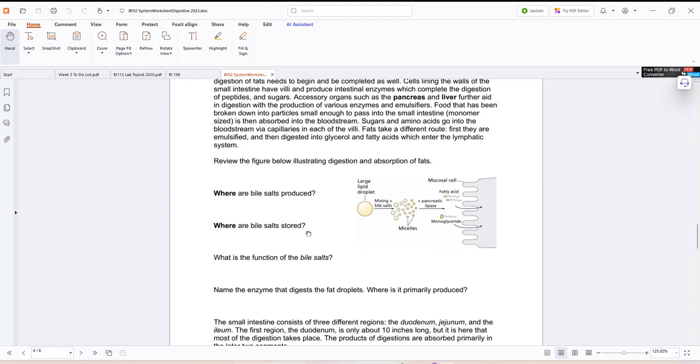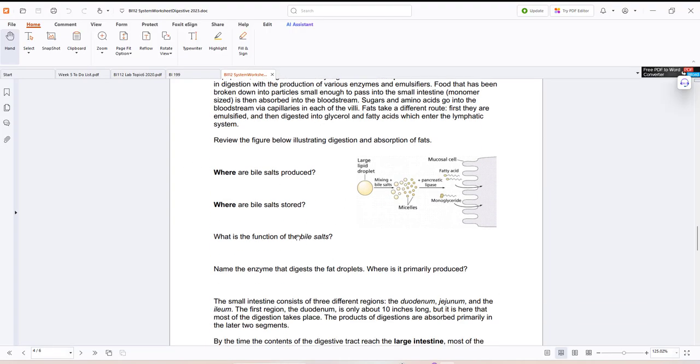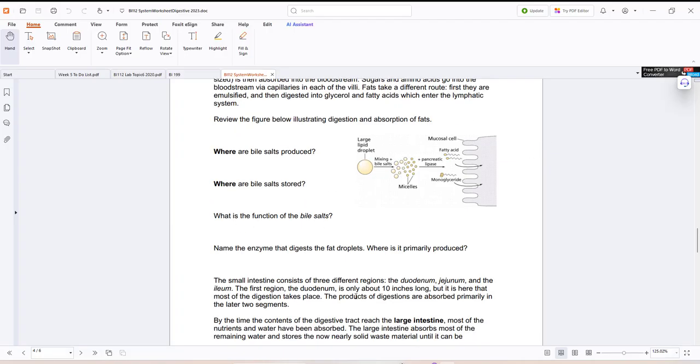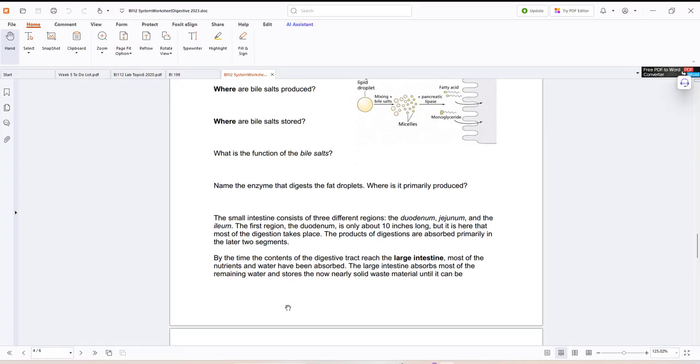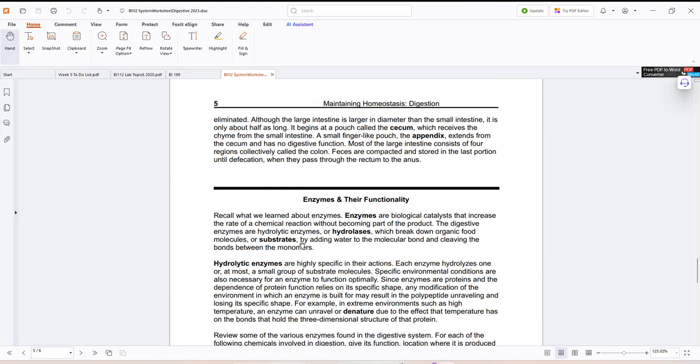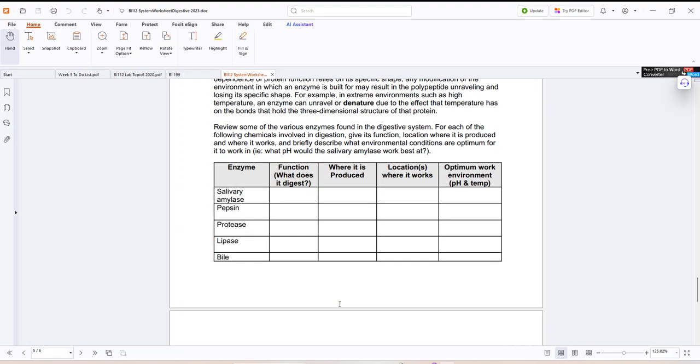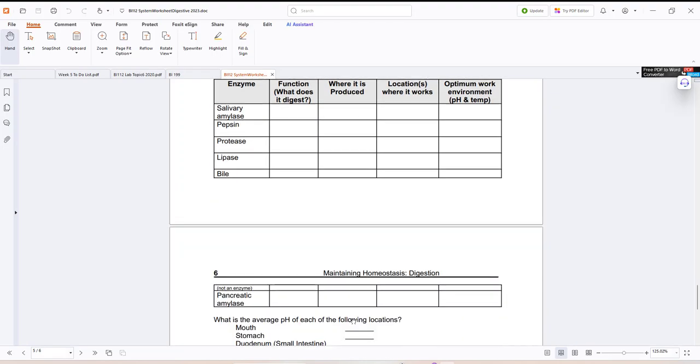Same thing, you're going to learn about what bile salts do, and their relationship to digestion of fats. Moving on to other enzymes, we have a table here that you're going to fill out. With the table, we have a list of different enzymes. Bile is not an enzyme, but it's related because it emulsifies, or breaks down, fats.